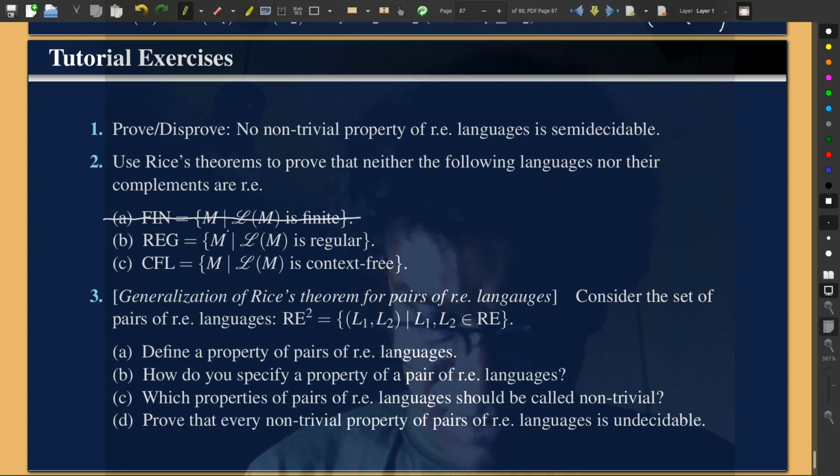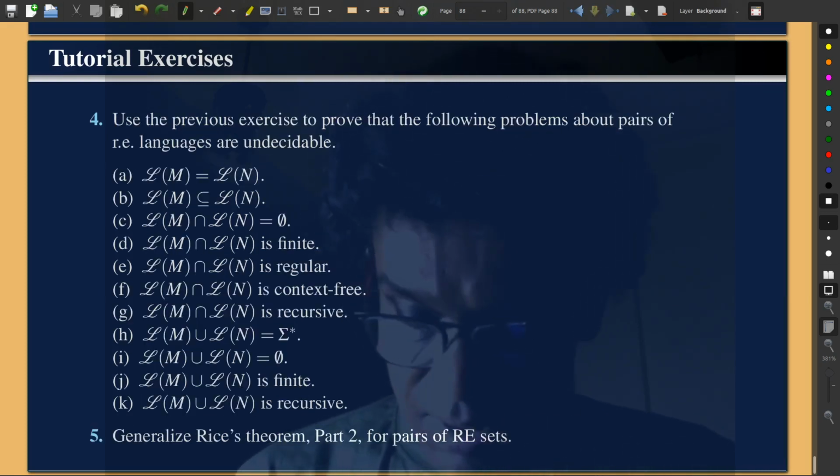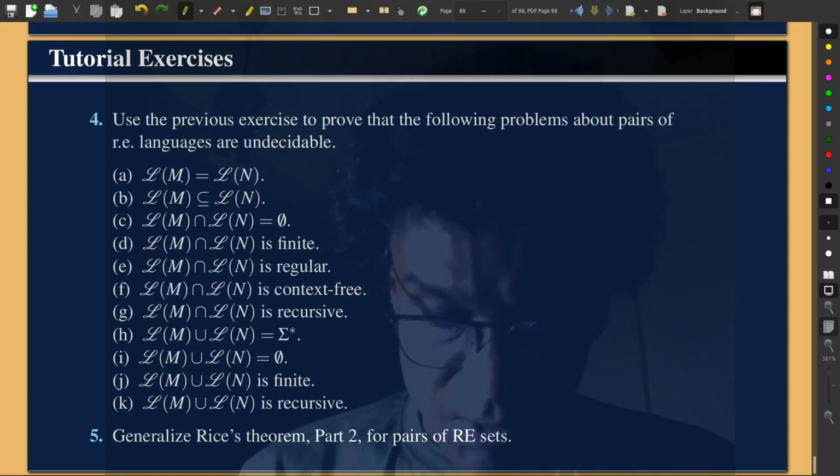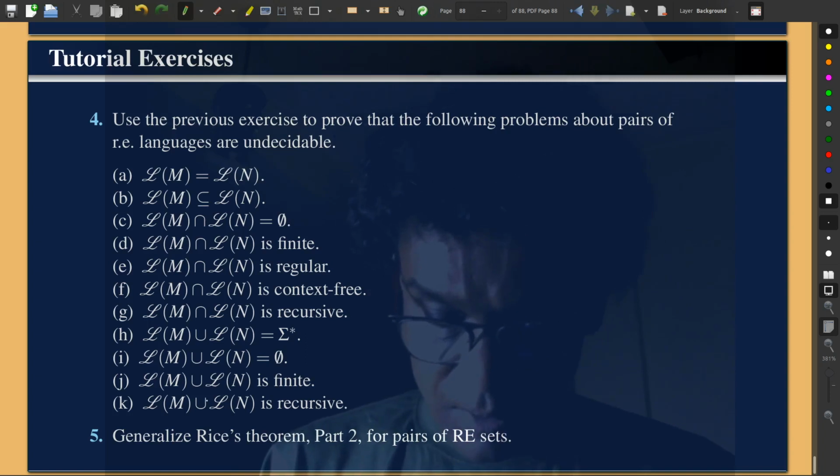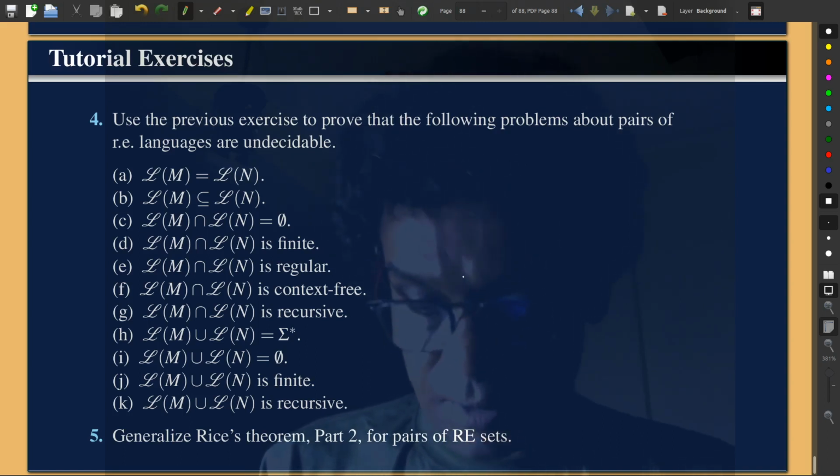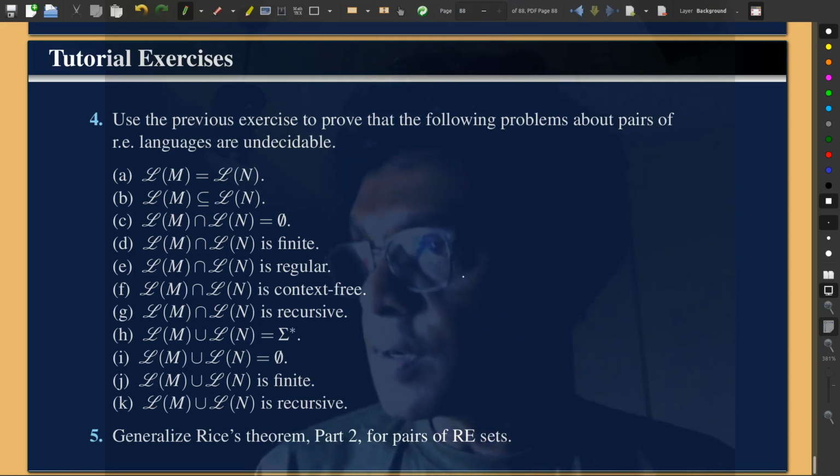And here are some other interesting examples, some properties of a pair of RE languages, which essentially indicates things like this. Given two Turing machines M and N, decide whether the language of M is equal to the language of N, or contained in the language of M, or they are disjoint with each other, and similar things. Okay, so these are all undecidable properties. Anyway, we will solve a few exercises of this kind in the tutorial session.